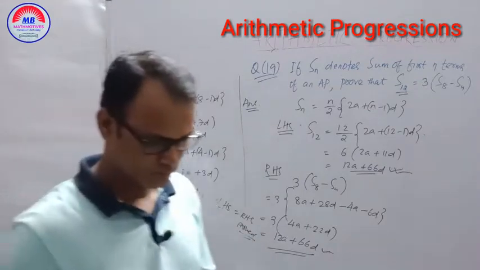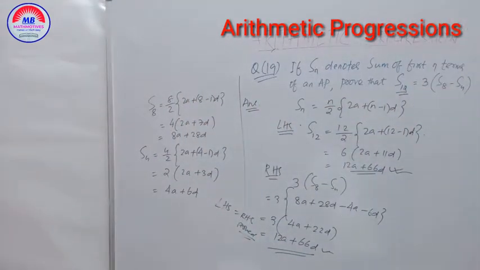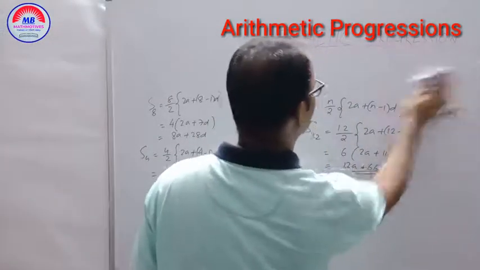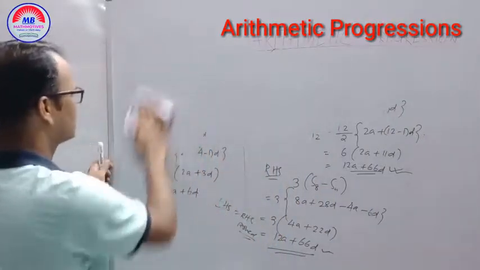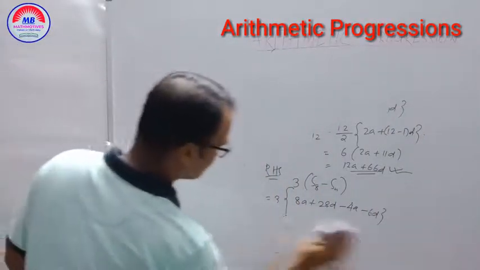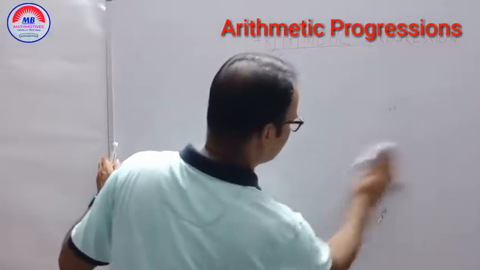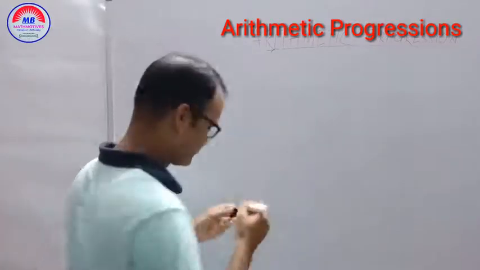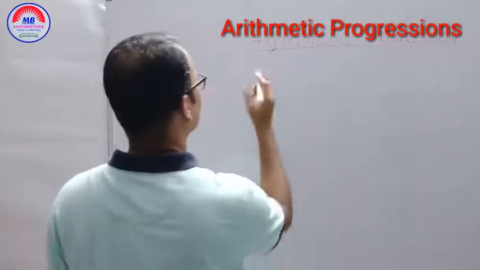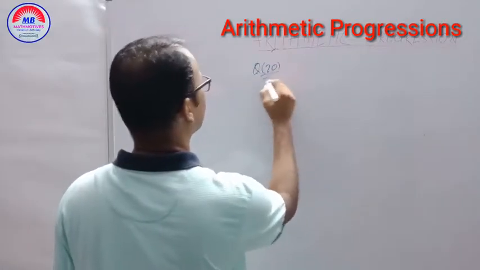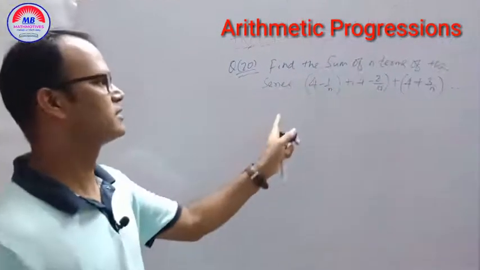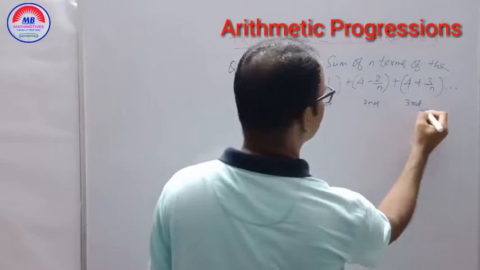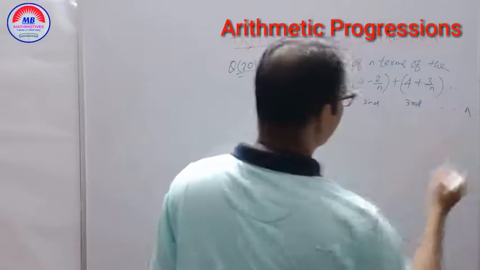Okay, then the last question of AP. So these are some important questions we have done. Now we do the last question, question number 20. Find the sum of n terms of the series. So this is the first term, this is the second, this is the third. We have to find n terms.